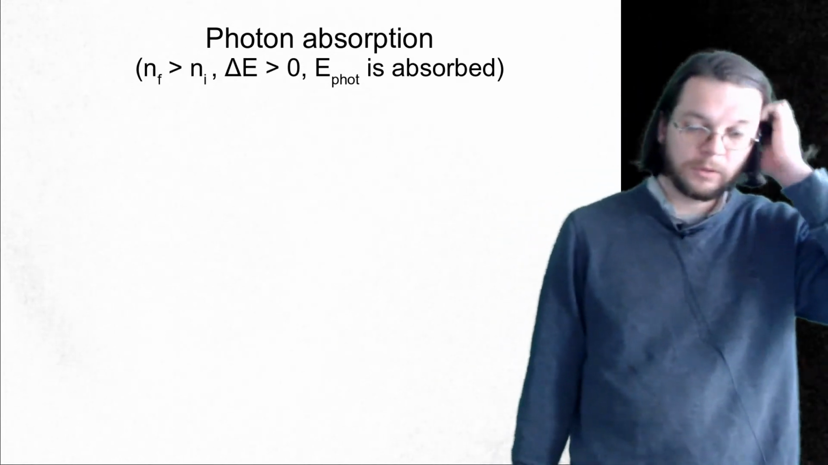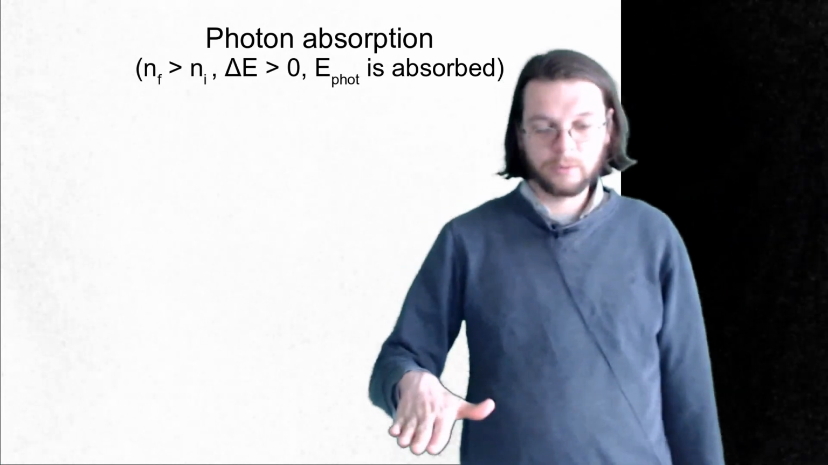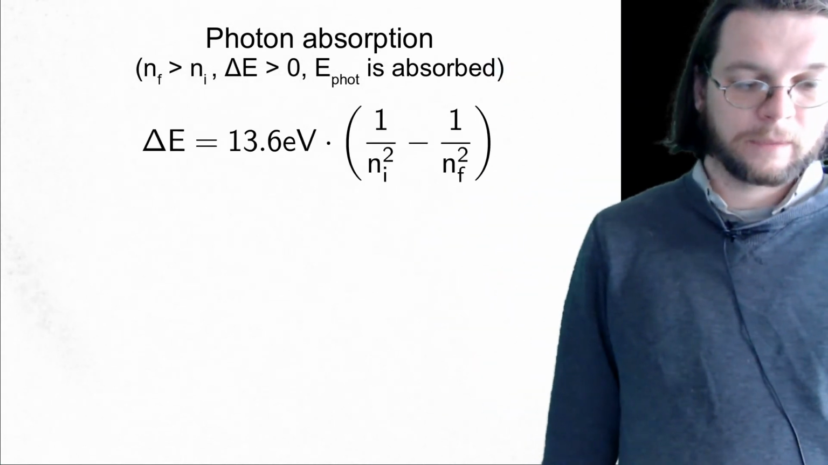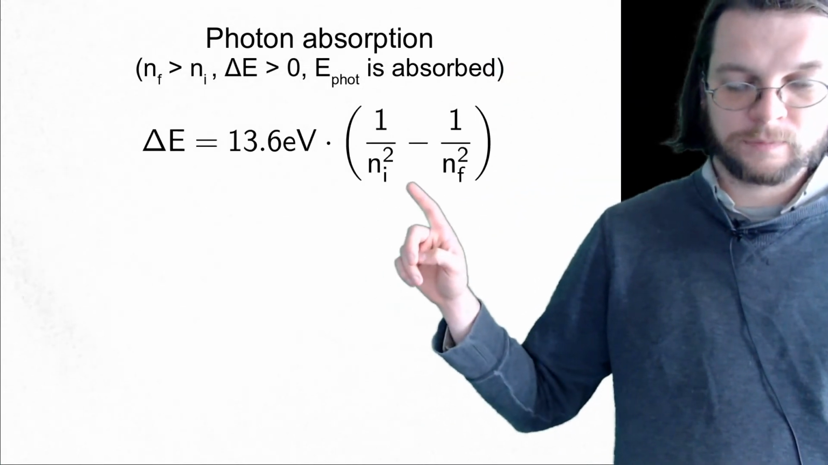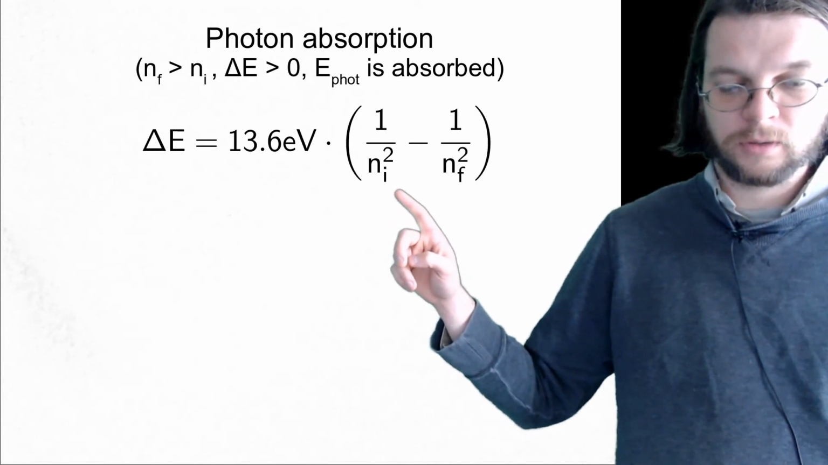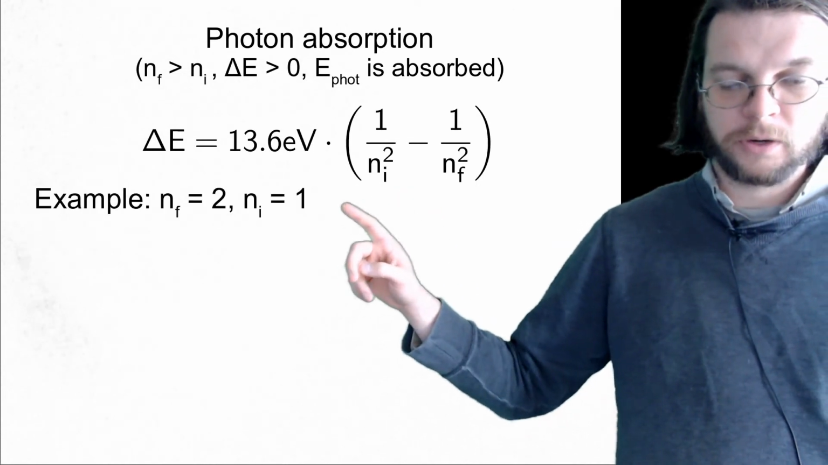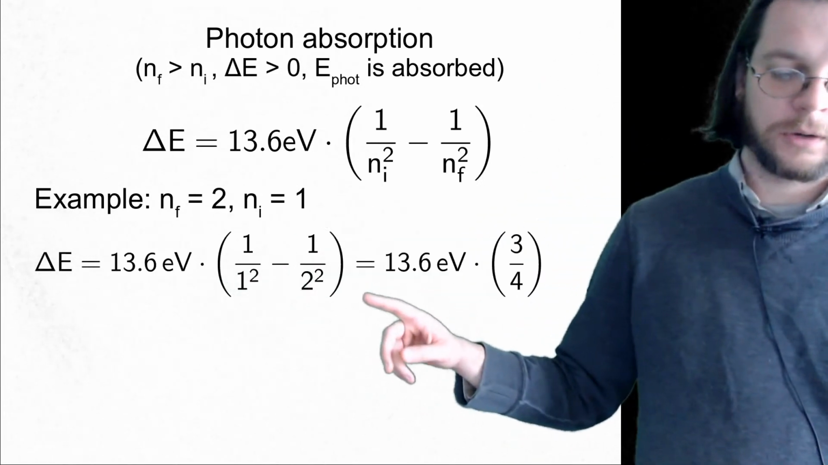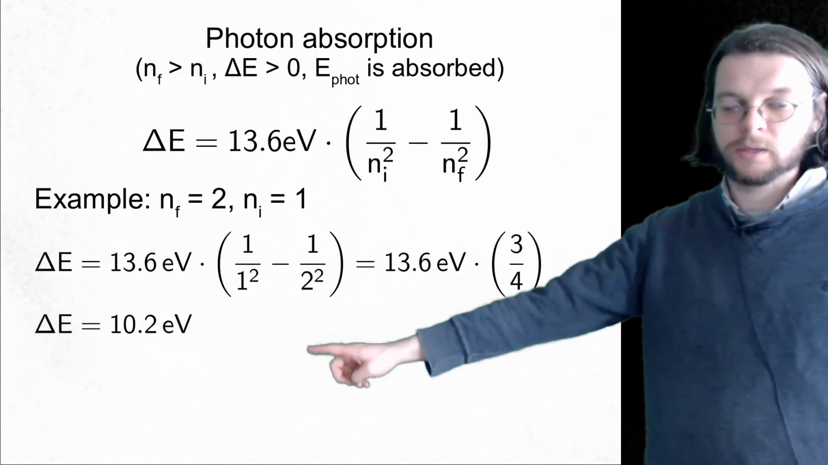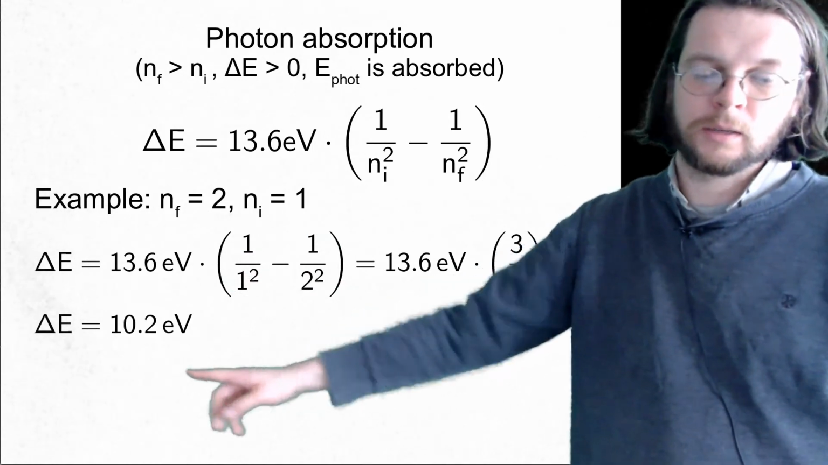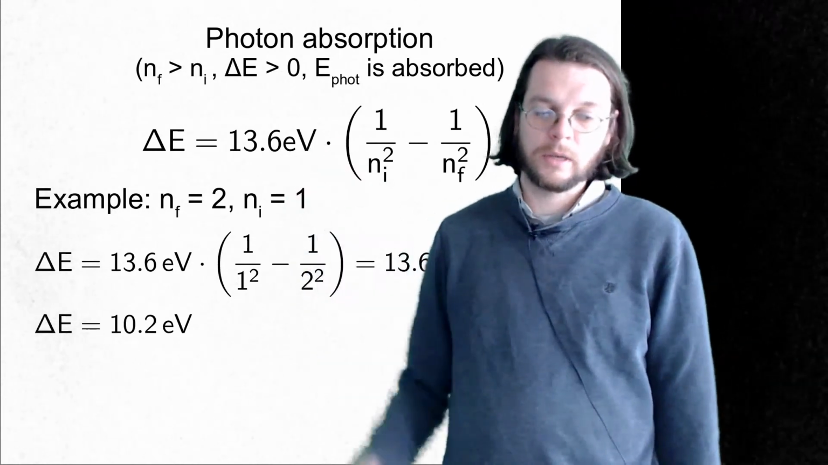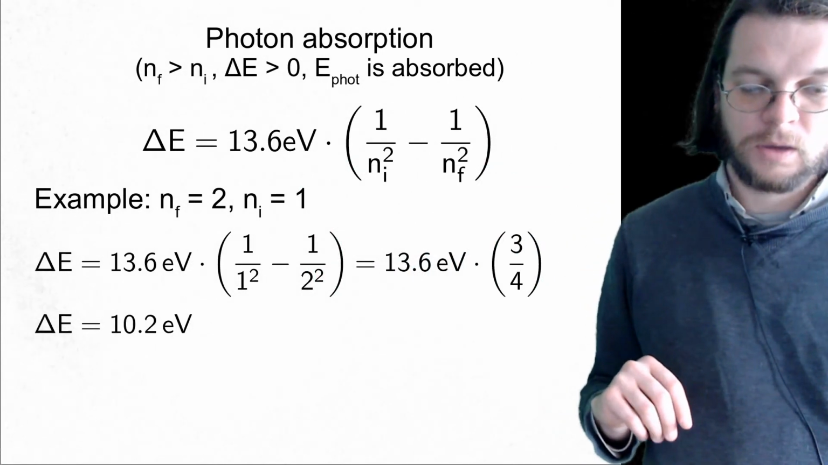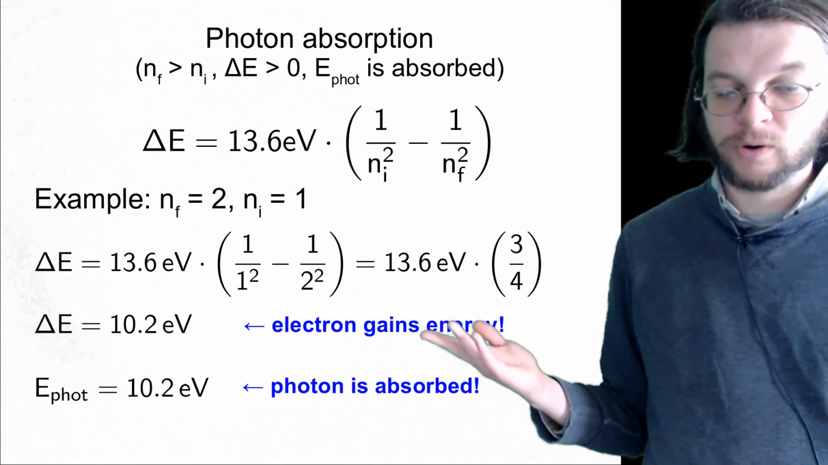In photon absorption, the electron starts at a low energy level, it absorbs a photon, and it goes up some number of energy levels. So we're going to start low. The initial level, let's say, is 1. And then we're going to go up to the second level. Now 1 over 1 is 1, 1 over 2 squared is a fourth. And so the electron in absorbing this photon is gaining 10.2 eV, and then it uses that to go up to the second energy state. And of course, that energy ultimately comes from the absorbed photon.